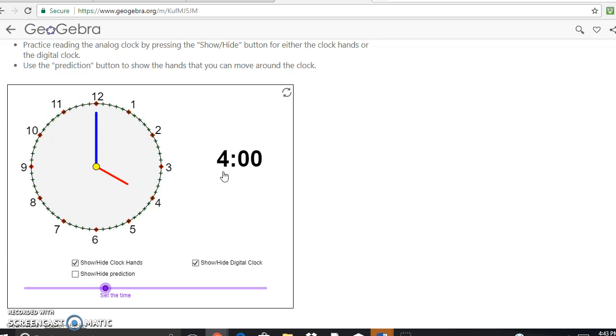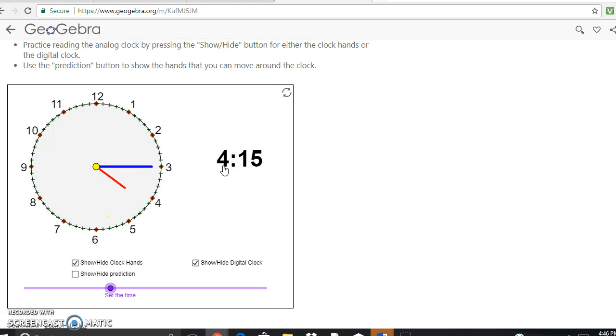Let's review how we read the digital clock. To the left of the two dots, we call this the hour section. Can anybody tell me the name of the two dots? If your answer was a colon, you are correct. We then talked about the minute section, which is to the right of the colon. In this case, there are two zeros, so we call this o'clock. The time is 4 o'clock.